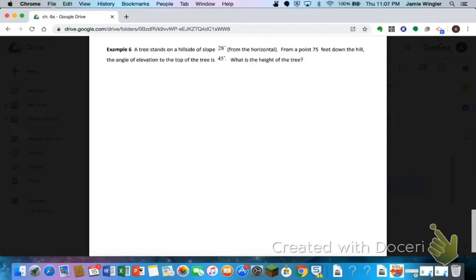This last example is probably the hardest picture to get. We have a tree that stands on a hillside of a slope of 28 degrees from the horizontal. So we have this hill, here's the ground. We have this hill right here that's 28 degrees. Then we have a tree that's on the hillside. So there's my tree on the hillside. You know, I always have to form a triangle, and that line that I just drew in will form a right angle with the ground.